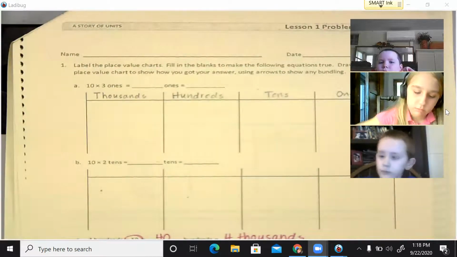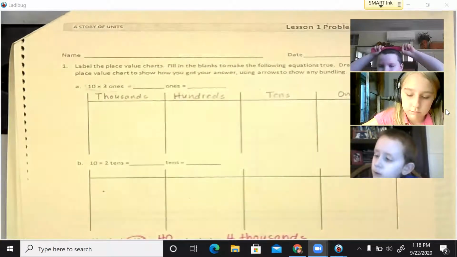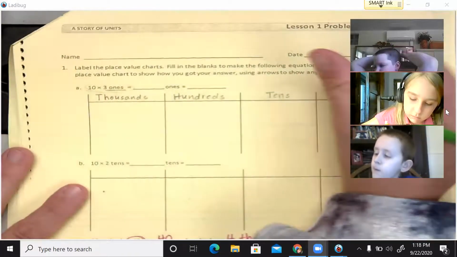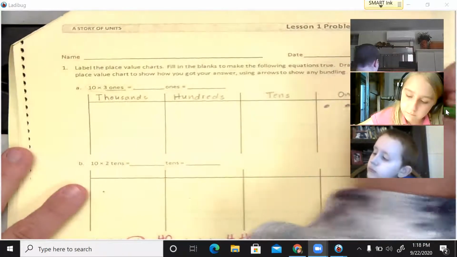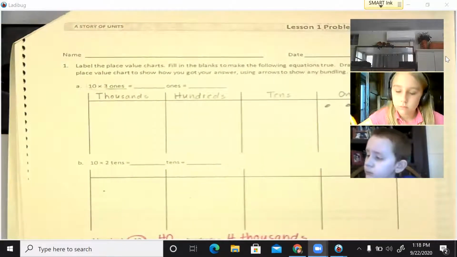Okay, now we're going to start with what we know here. 10 times 3 ones. So we know we have 3 ones. So we're going to go to the ones place value and draw 3 discs, each of them representing 1.